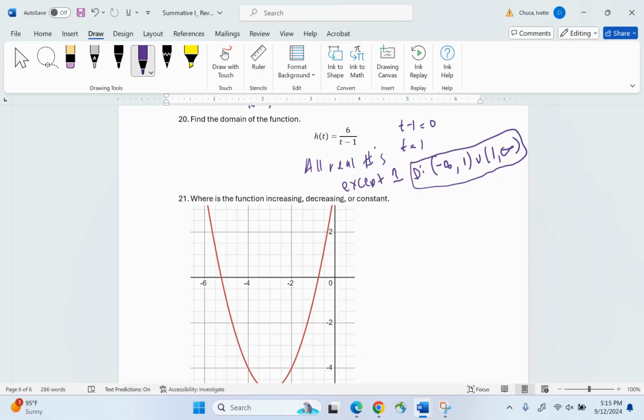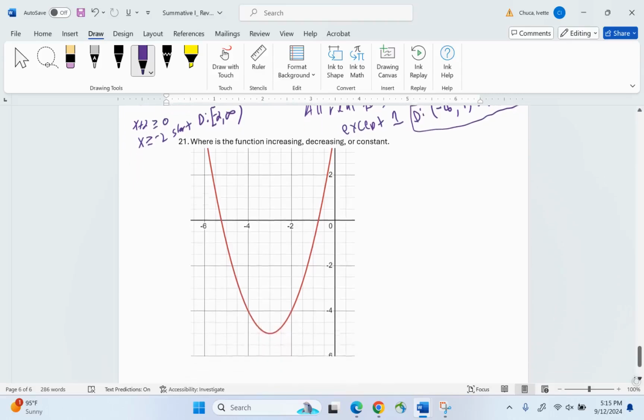If you have a fraction, there are some numbers you cannot use. If you had a square root, like f of x equals square root of x plus 2, then you're also going to have restrictions. To find those, you set the radicand greater than or equal to 0, and this is where it starts. So your domain is going to go from -2 all the way to infinity. If you don't have fractions and you don't have square roots, then your domain is all real numbers, -infinity to +infinity.